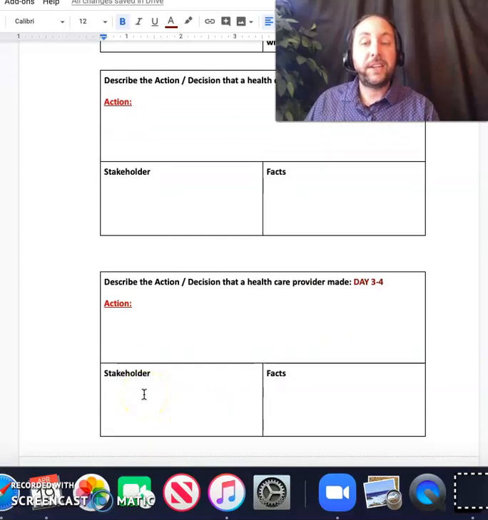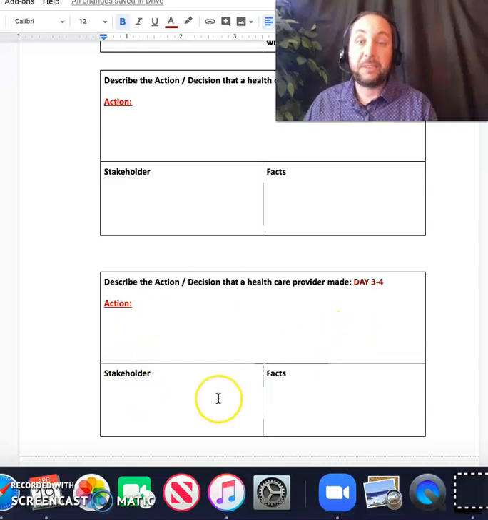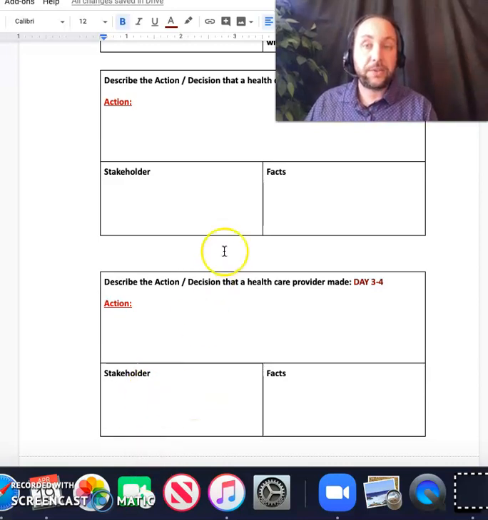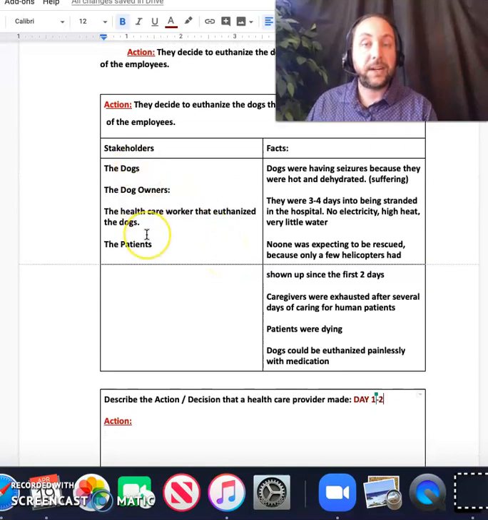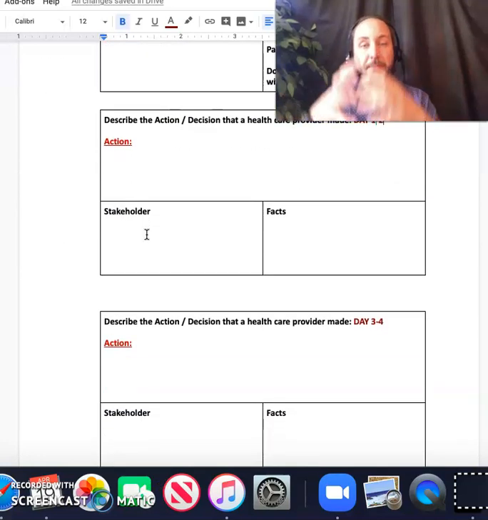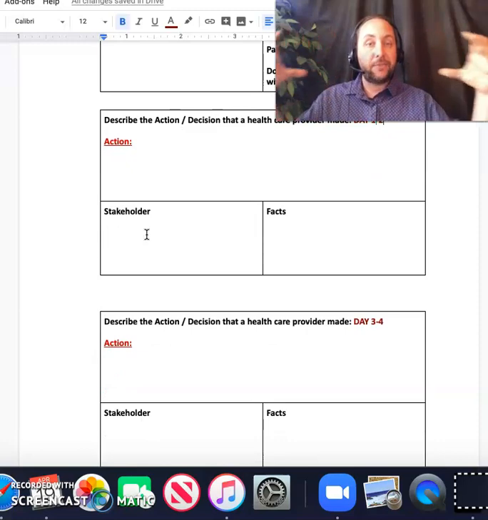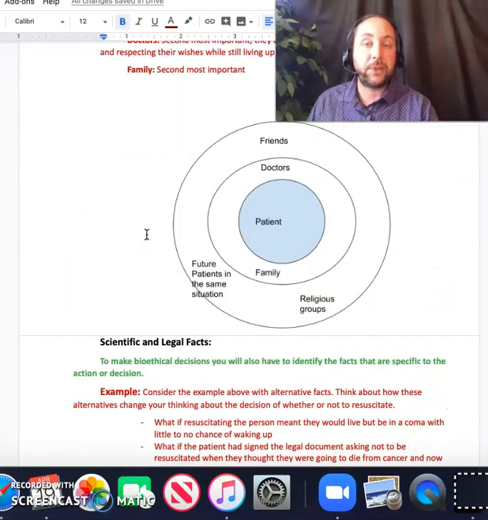And then I need you to find another action that they decided to take on days 3 through 4. Okay, it can be any action they decided to take. You may need to go back and review the podcast or look at your notes if they were detailed enough. List all the stakeholders, the same way I listed all the stakeholders here. I'm expecting multiple stakeholders, and I'm looking for you to go beyond that first ring. I want you to be looking at your notes up here.